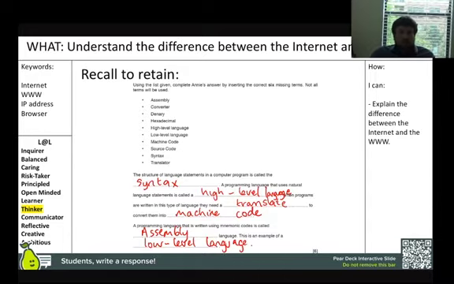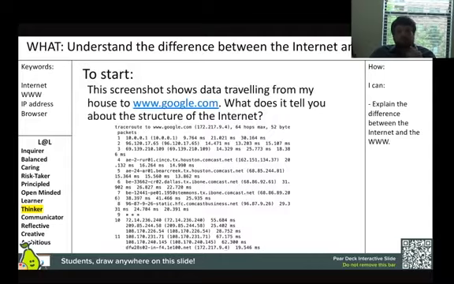So those are our recall to retain questions complete. We're now going to move on and talk about the structure of the internet today. What you can see on the slide is a trace route. I've typed traceroute into the terminal, and then I put where I want to trace the route to. So I put traceroute space, and then I've gone to www.google.com.